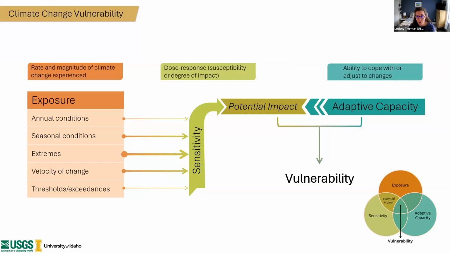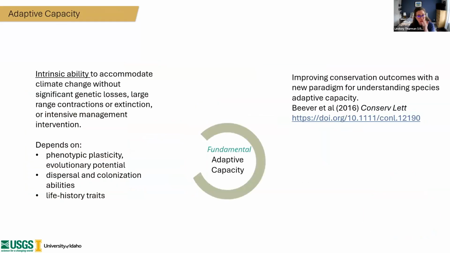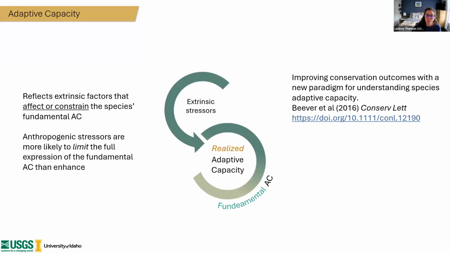And so we spent a lot of effort trying to operationalize that topic. Eric Bieber and others came out with this great paper back in 2016 that really builds on our conceptual understanding of what adaptive capacity is. What they showed is that species have this intrinsic ability to accommodate climate change. That depends on their evolutionary potential and their plasticity, as well as some key life history traits and movement abilities. They called this the fundamental adaptive capacity, relating it to that ecological niche concept. But then we have what we call realized adaptive capacity.